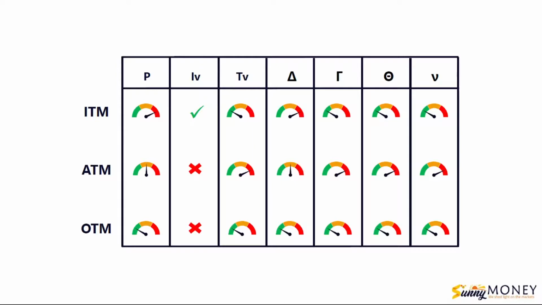ATM options. Intermediate cost and zero intrinsic value. High time value. Average delta, which tends to remain constant even with the passage of time. High gamma, strongly increasing as expiration approaches. High theta, and decreasing as expiration approaches. High vega, and decreasing as expiration approaches.